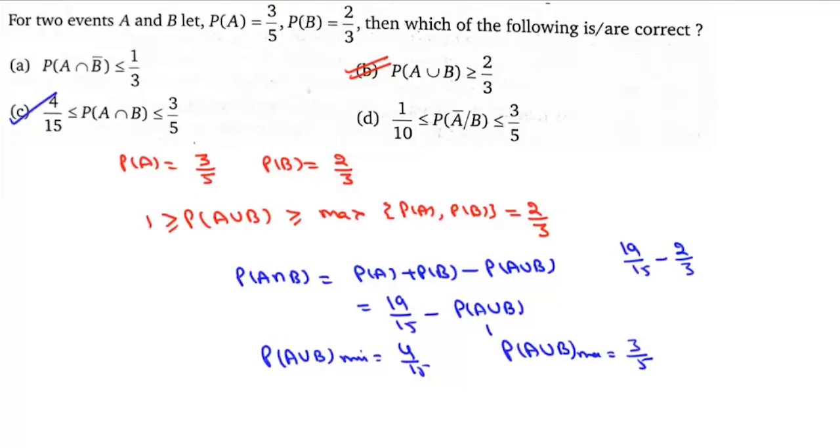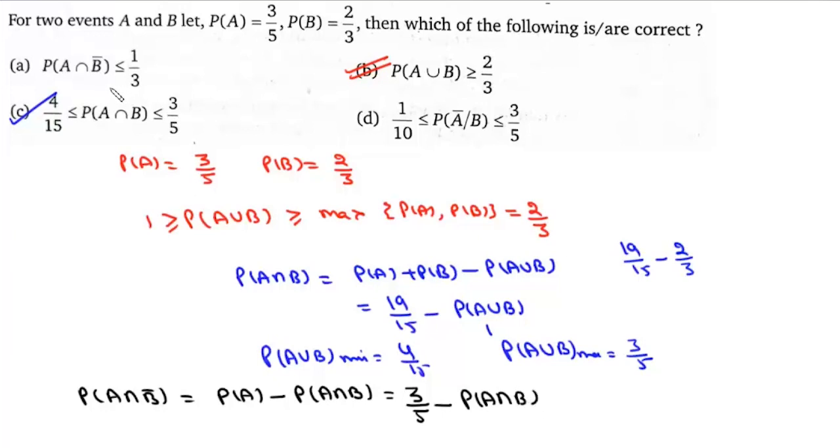Now we look at probability of A intersection B complement. Probability of A intersection B complement is probability of A minus probability of A intersection B. Now probability of A is 3 by 5 minus probability of A intersection B. Now we are looking for its maximum value. Its value will be maximum when the value of A intersection B is minimum. So P(A intersection B complement) will always be less than or equal to 3 by 5 minus 4 by 15, which is 5 by 15, that is 1 by 3. That means this option A is also correct.